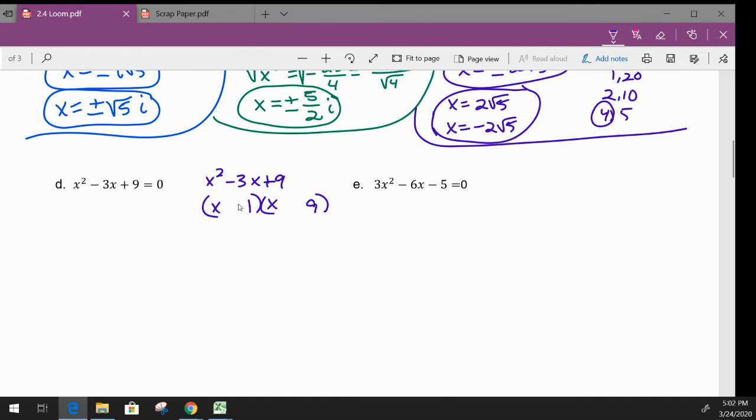No. So then I would ask myself, well, what are my other factors of 9? 3 and 3. Now, if I look at my signs, I have a plus sign here, which tells me my signs have to be the same and they both have to be negative.